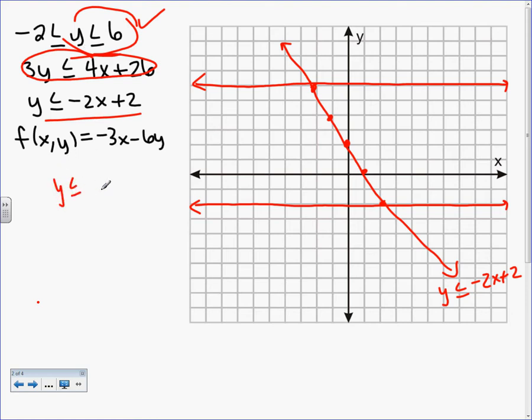So it's going to be y less than or equal to 4/3 x plus, what, 26/3? Which is really about 8 2/3. Is everybody okay with that? So this is where it's going to get kind of hard, right? You just do the best you can.